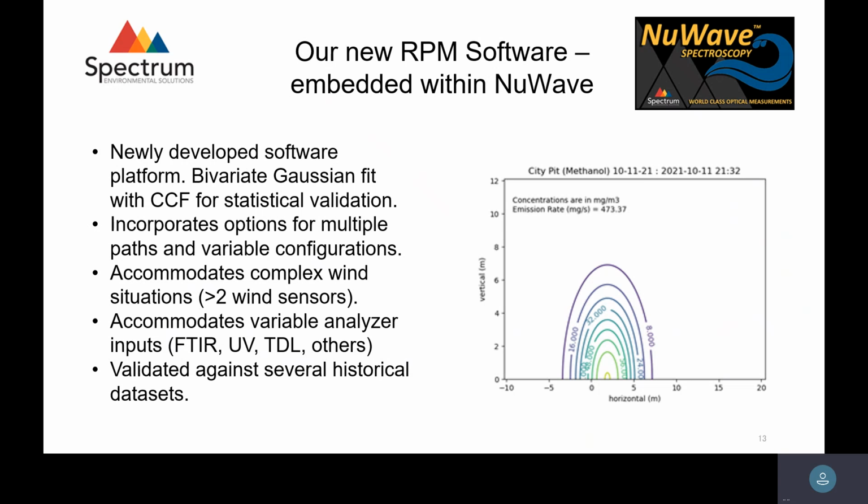Our system accommodates multiple paths, multiple variable configurations, just about any analyzer you want to put on it that has a digital output. So we could accommodate the FTIR, UV, TDL, and obviously others. It can accommodate the 2 wind sensors. The method talks about having 2 wind sonic anemometers, one at ground level and one at the height of the highest mirror. And it basically assumes wind is consistent across the entire x-axis. That's the assumption in the method. And then there's an interpolation from low to high.